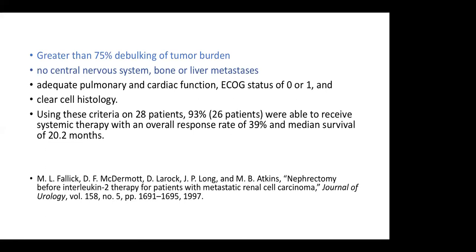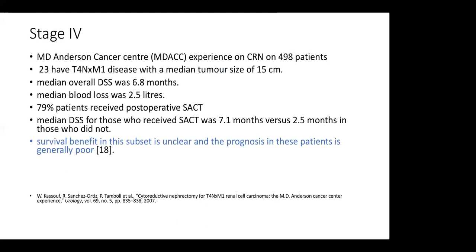In this study, there was greater than 75% debulking of tumor burden. There were no CNS, bone, or liver metastases, and that is something which is applicable as well. And the patient had a reasonably good performance status. Using these criteria on 28 patients, 93% were able to receive systemic therapy with an overall response of 39% and median survival of about 20 months. So this gives a bit of indication about patient selection.